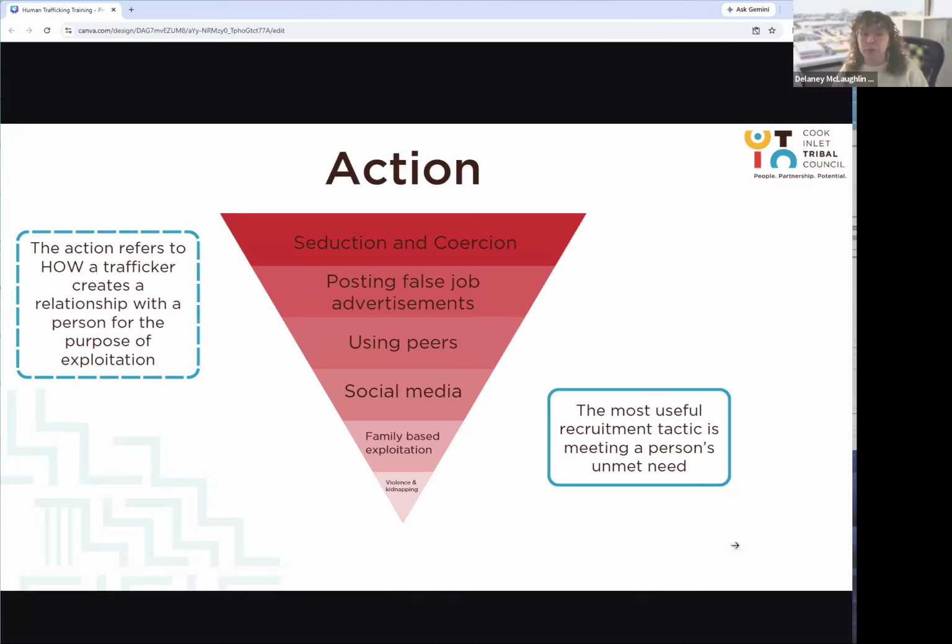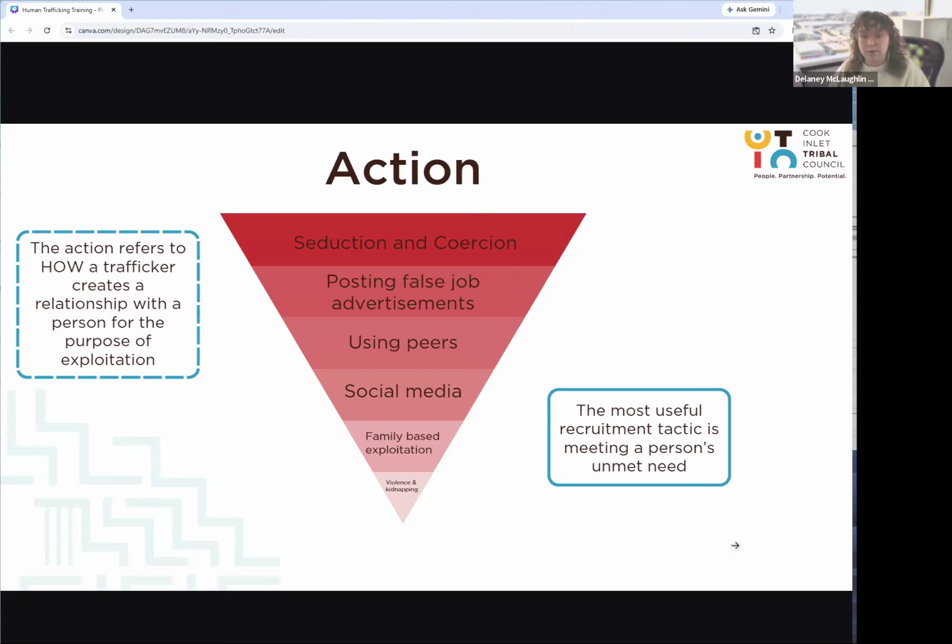The use of peers and social media is also getting more and more popular as we're getting more and more into social media. And that's a piece that we definitely need a lot more data on. And then the smallest one that we see is this violence and kidnapping piece. So that's the abduction piece, the things that you would see in popularized media.